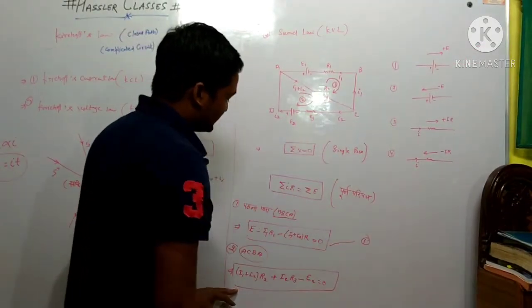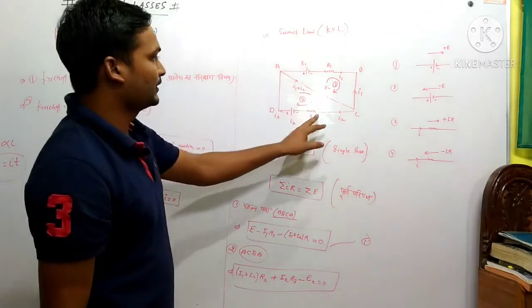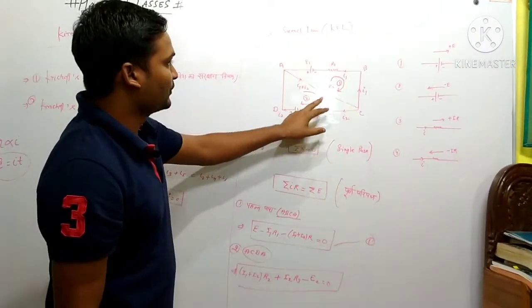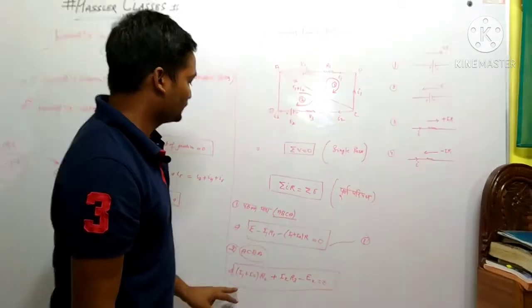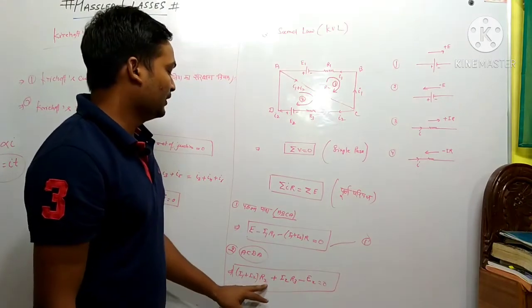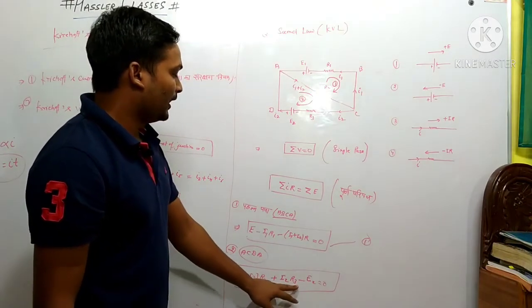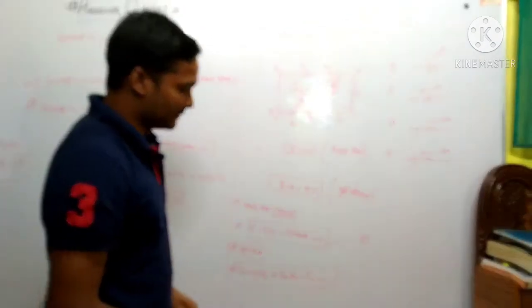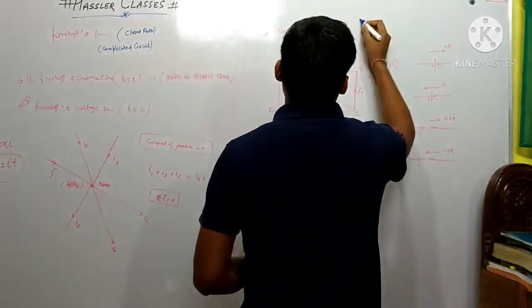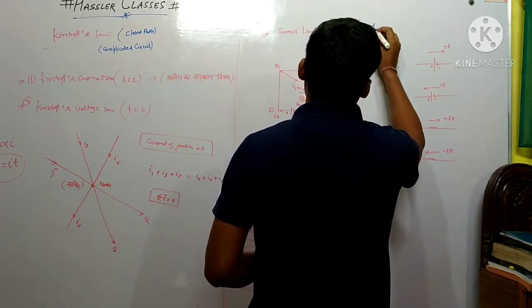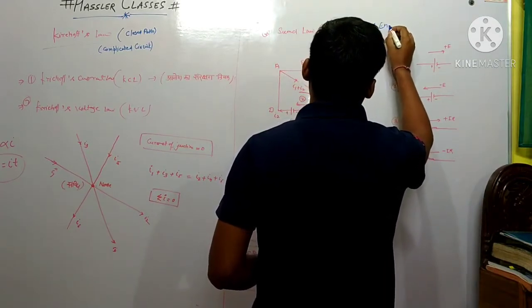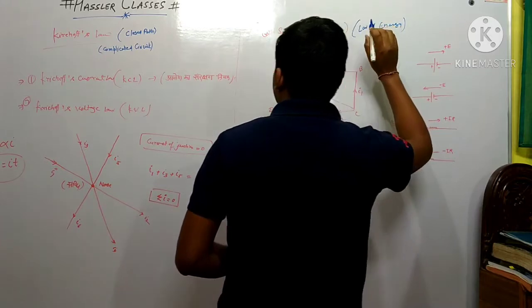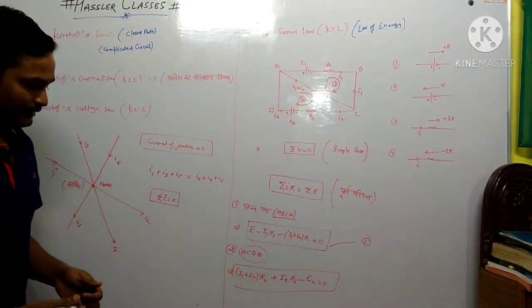Again, this is the second closed path, the second path with I2, I3. Going this way, we get (I1 + I2) into R plus I2 R3 minus E2. This is the closed circuit, and this depends upon the law of conservation of energy. We can say that this is based on the law of conservation of energy.